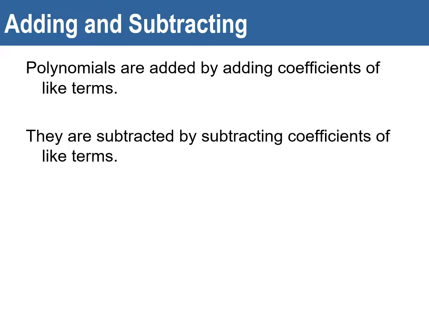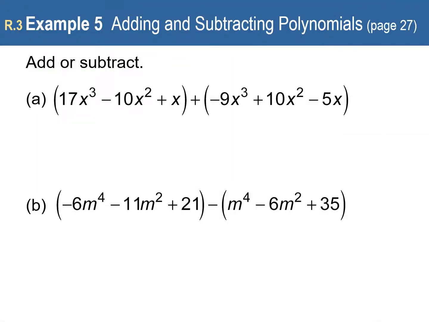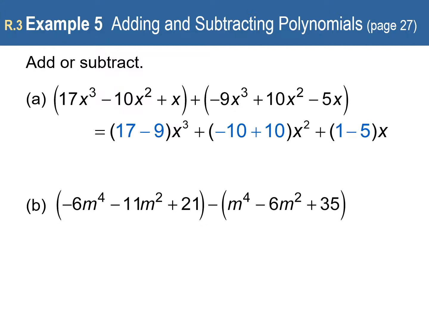Polynomials are added by adding coefficients of like terms. They're subtracted by subtracting coefficients of like terms as well. So if I wanted to add or subtract these, you need to go through and find the like terms. So x cubed has 17 and negative 9. X squared is negative 10 and 10. And x has 1 and negative 5. So when we group these, we get 8x cubed minus 4x.